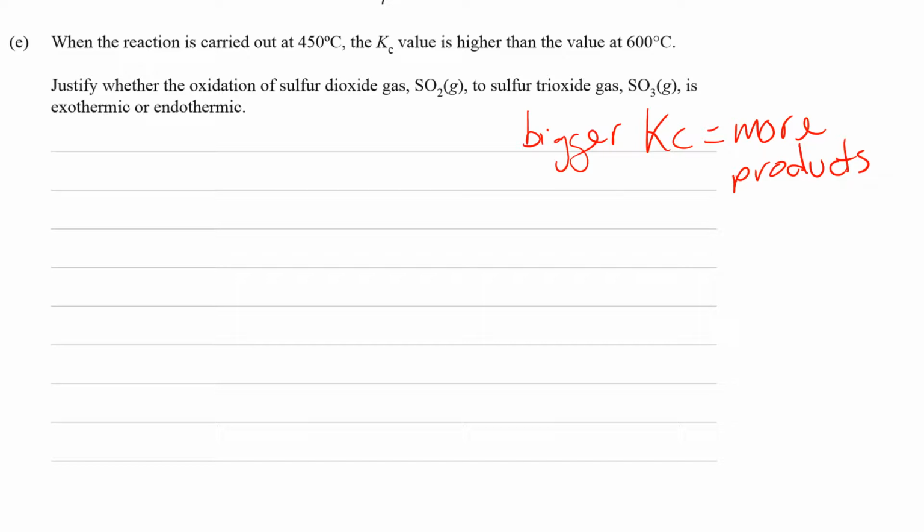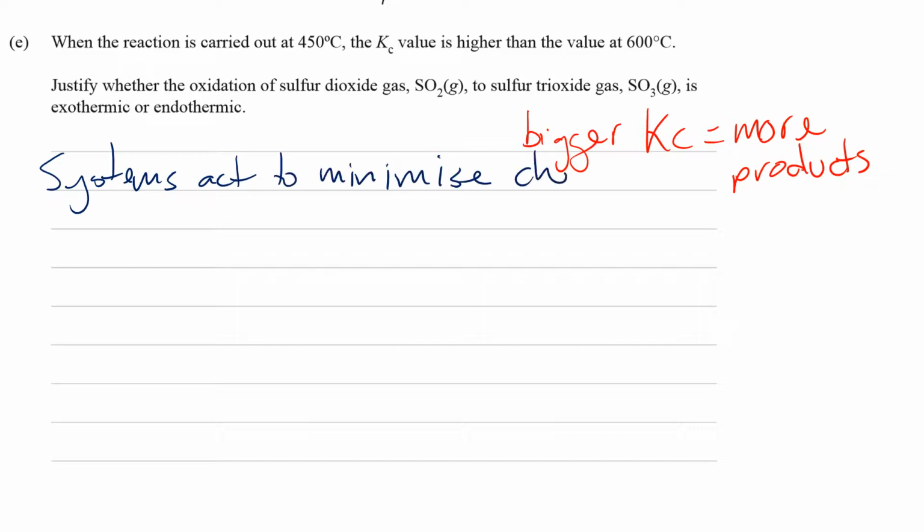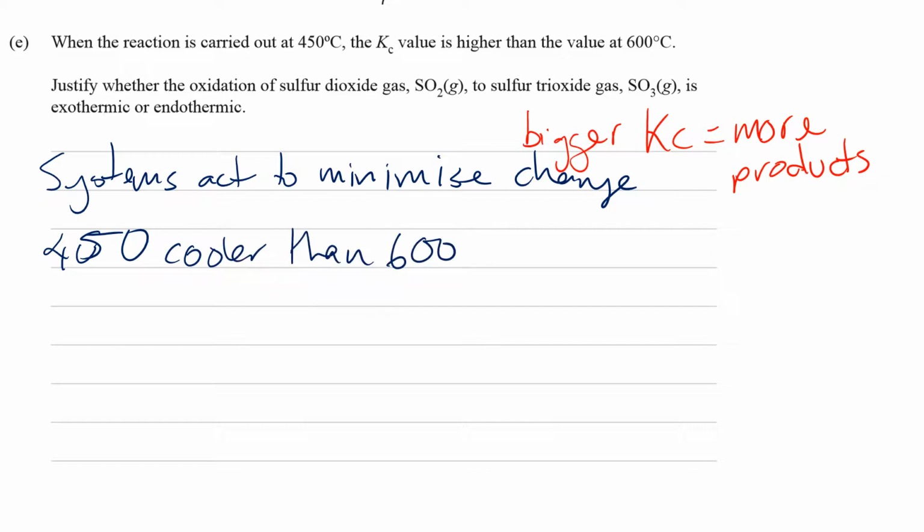So to answer that question, see if I can get my pen to change colour, you need to have systems act to minimise change. Okay, the 450 is cooler than 600. Okay, so that's a little piece of information that you need to gather there. And the Kc is higher. So the Kc being higher, it means more products.